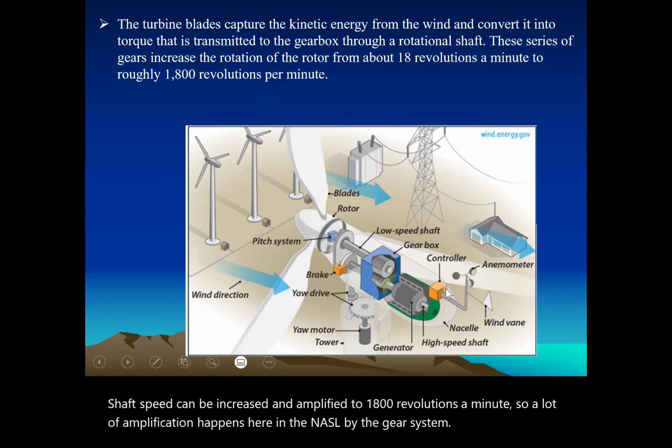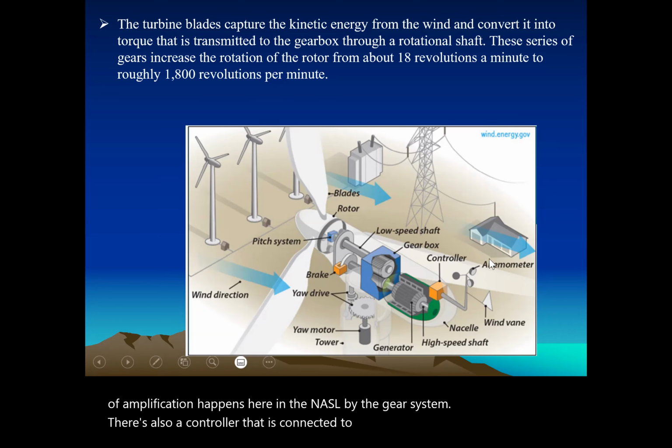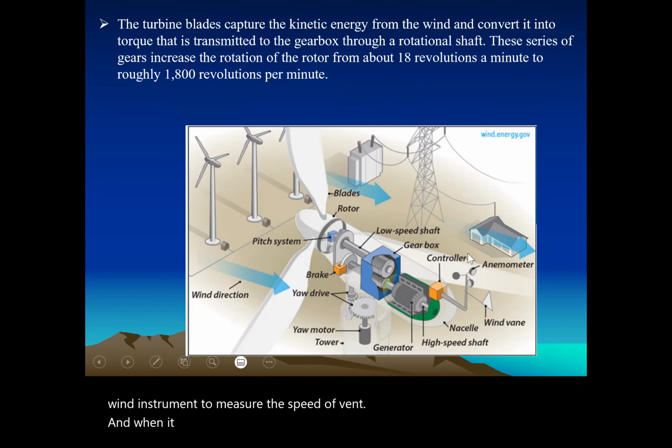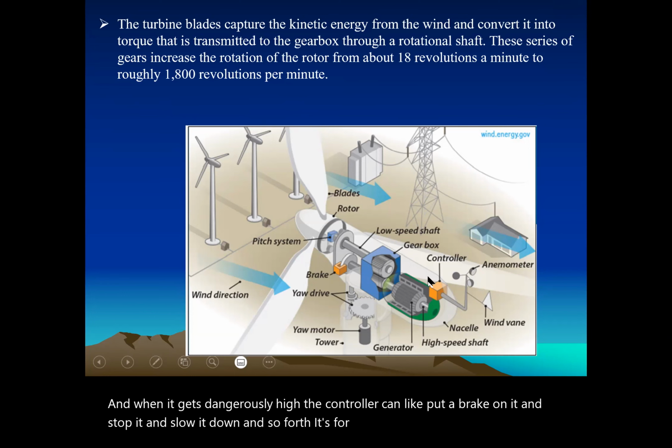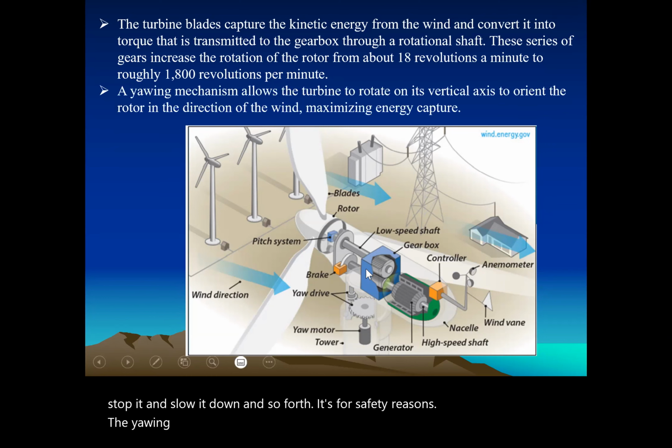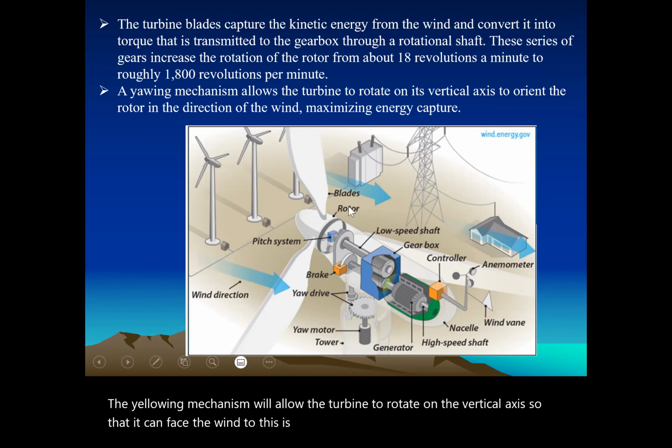There's also a controller that is connected to the anemometer. The anemometer is the wind instrument to measure the speed of wind. And when it gets dangerously high, the controller can put a brake on it and slow it down and so forth. It's for safety reasons. The yawing mechanism will allow the turbine to rotate on the vertical axis so that it can face the wind. This is what increases the efficiency of capturing the kinetic energy.